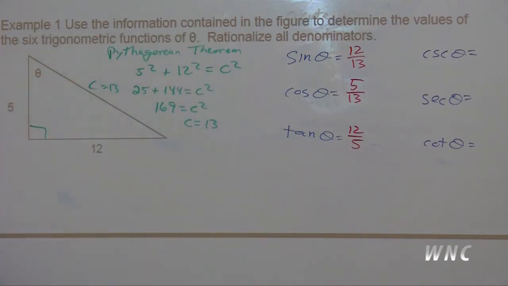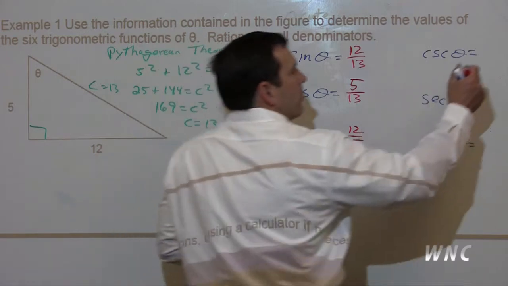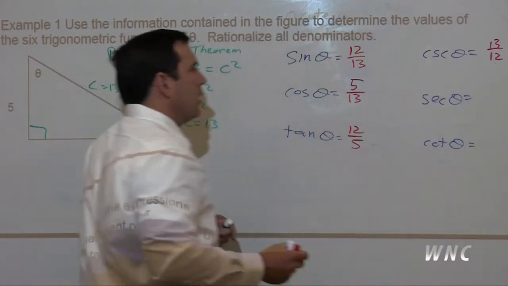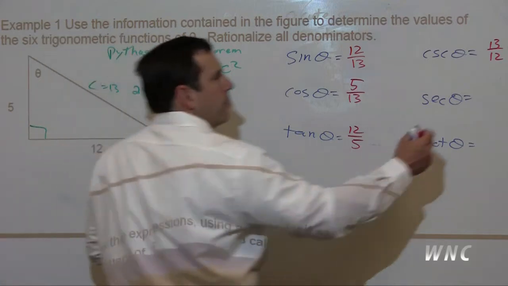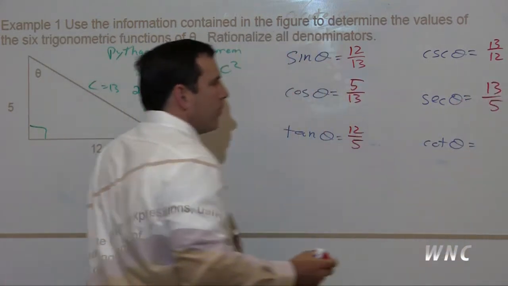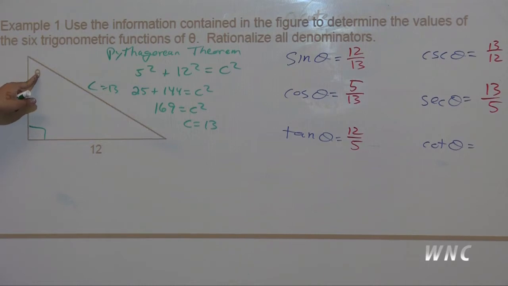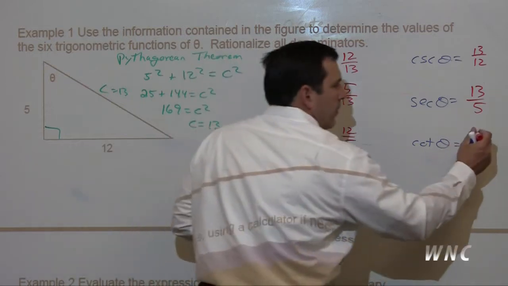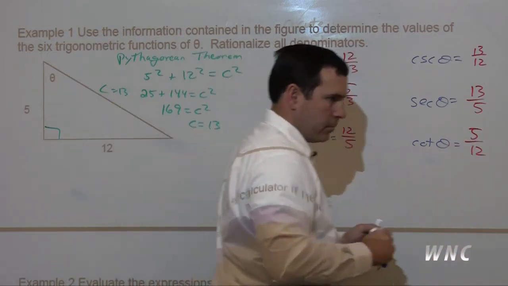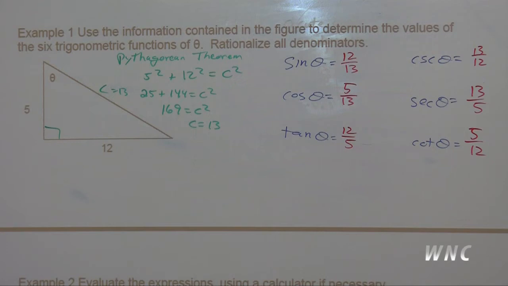Now we're going to go on to cosecant. Cosecant is just the reciprocal of sine. It's the hypotenuse over the opposite side, so 13 over 12. Secant is the reciprocal of cosine, so it's going to be the hypotenuse over the adjacent side. And cotangent is the reciprocal of tangent, so it's going to be the adjacent side over the opposite side. Feel free to pause if you want to write all that down, if you want some more time here.